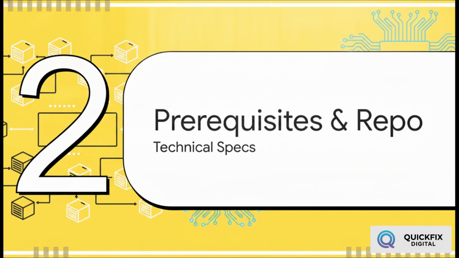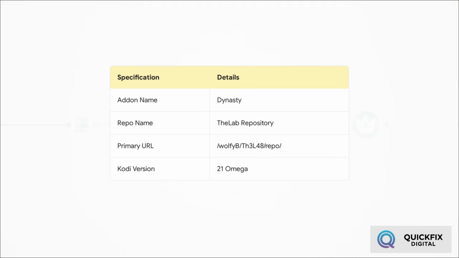Okay, moving right along to Section 2, Prerequisites and Repository Data. Let's look at the technical specs you need to clear before initiating the sequence. Take a close look at this setup blueprint. We're installing the Dynasty Addon from the TheLab Repository, and the primary secure URL you're going to need ends in th3l48/repo/. Don't worry, we'll be typing that out shortly, but I really want you to focus on that bottom row.